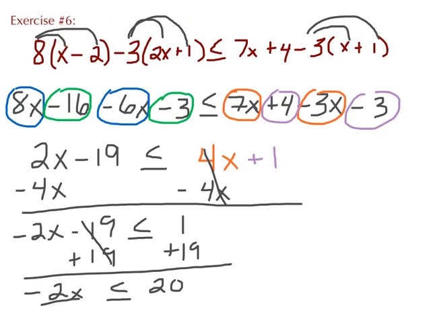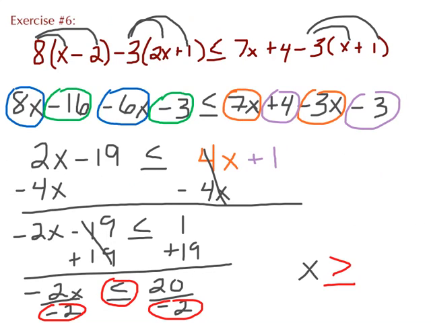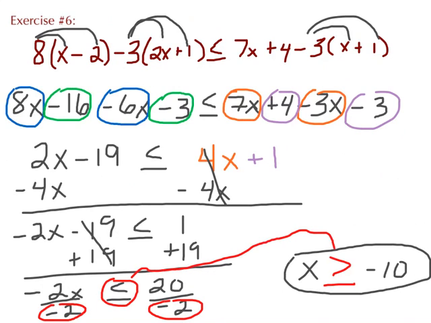And now I'm going to divide by negative 2. I want you to remember my rule. When I'm dividing by a negative, my inequality has to flip. So my answer is going to be x is greater than or equal to negative 10. That is the answer to my inequality. I want you to really remember that major rule of flipping your inequality when you divide by a negative.